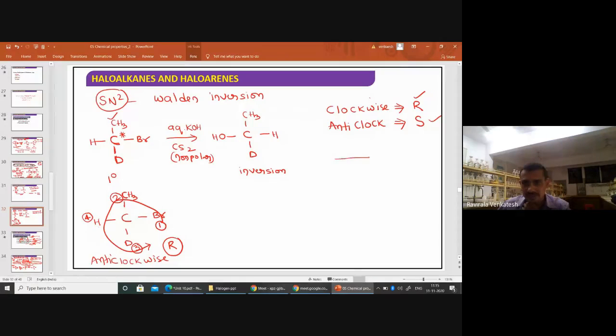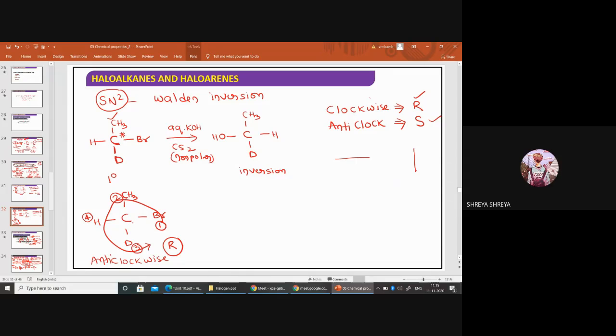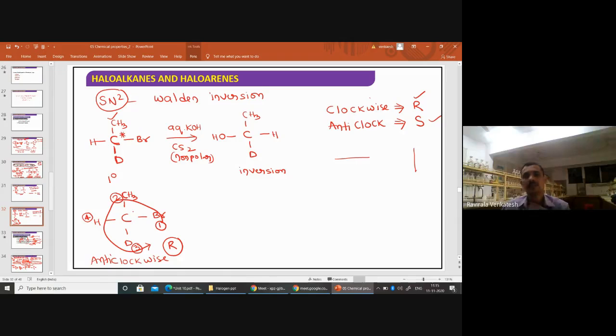Now, the fourth priority, whatever it may be, is it on a horizontal or vertical line? Horizontal means like this, vertical means like this. The fourth priority is on the horizontal line, like this. This is called the horizontal row. So in that case, R becomes S, and S becomes R actually.